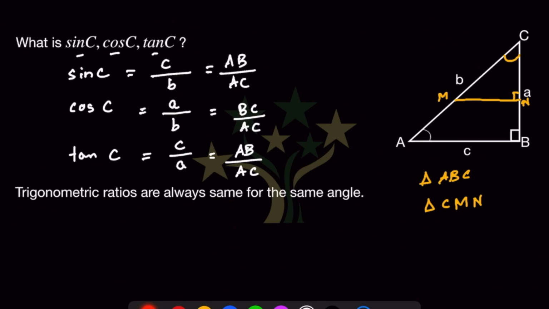What does this mean? So we have sin C as AB over AC for the bigger triangle. Now for the smaller triangle, the side opposite to angle C is MN, and the hypotenuse is MC. Similarly, for cos C, the side adjacent becomes CN and the hypotenuse is MC. And for tan C, we have side opposite as MN and side adjacent as CN. So, this is what it means, that for the same angle, the ratios always remain the same.